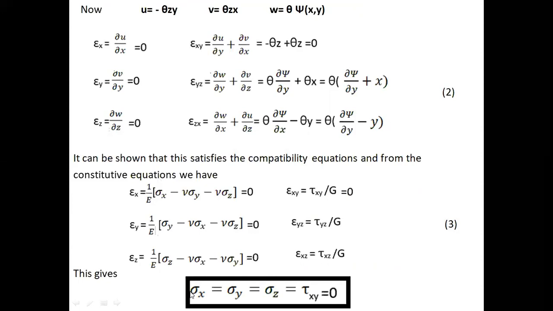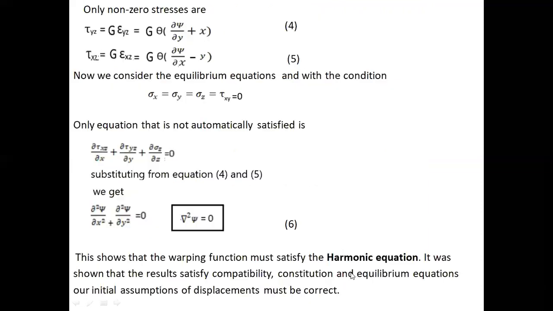Now, with this, we find out the strains and stresses, and we find out that the four stresses are 0: sigma x, sigma y, sigma z, tau xy are 0. That means for any torsional problem, these four stresses will not exist. Only two stresses will exist, tau yz and tau xz, given by equations 4 and 5.